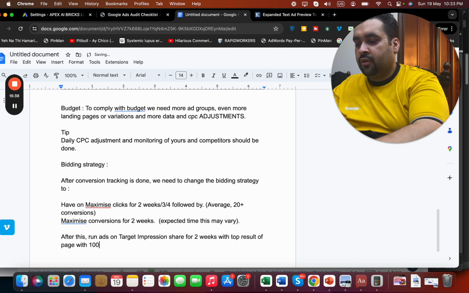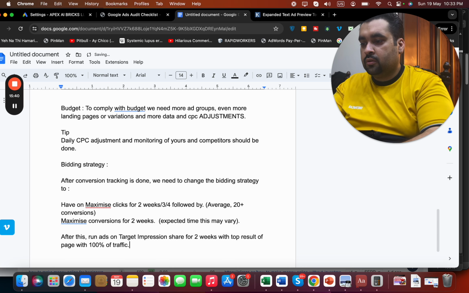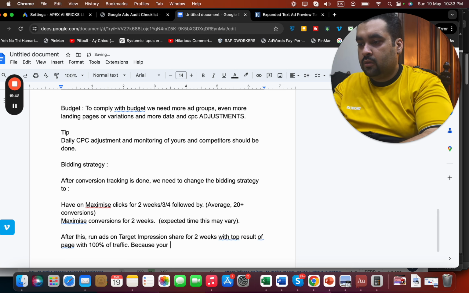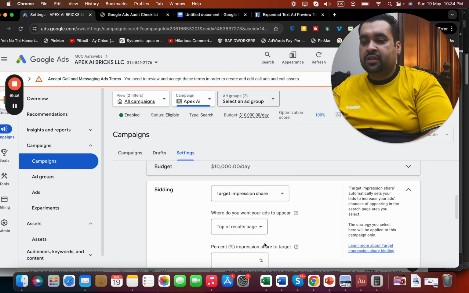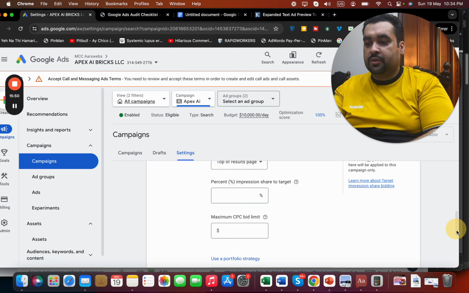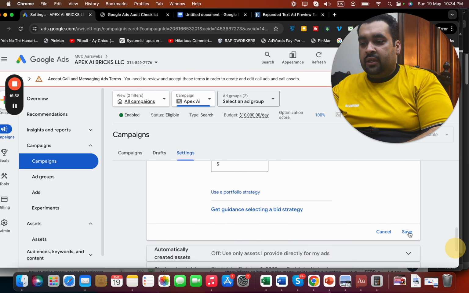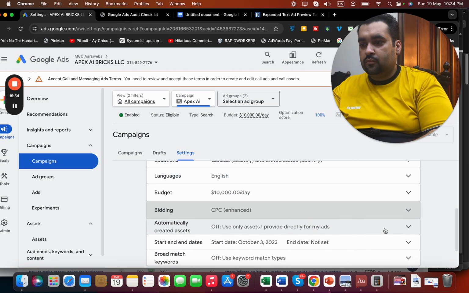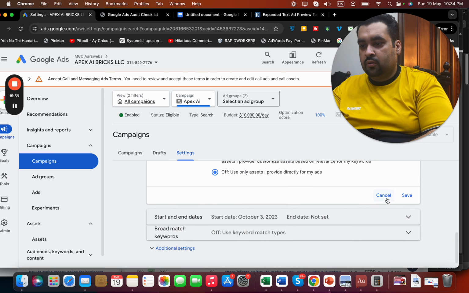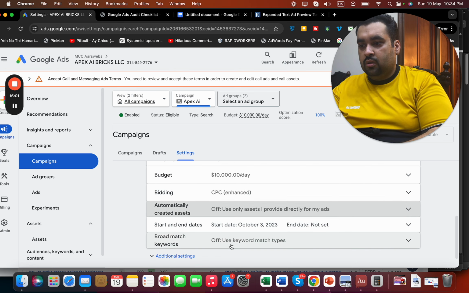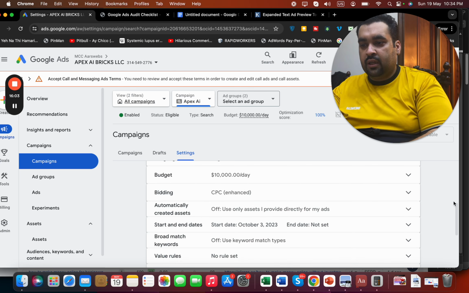With 100% of traffic, because your budget is good. Otherwise, I recommend different percentages for this one, but because your budget is good, I will recommend offering the 100%. Okay, after this, the on/off option is fine. Okay, use keyword match type setting. This is fine.